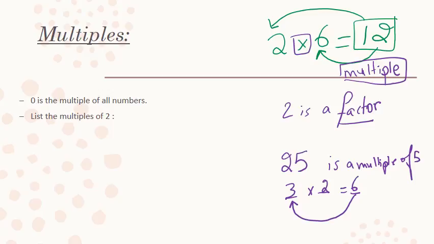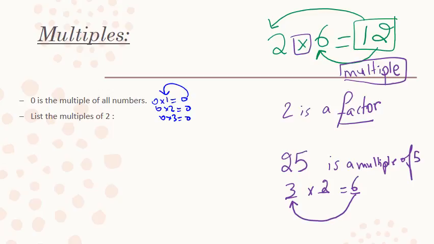You should know that the 0 is a multiple of all numbers. Why? Because 0 times 1 is 0, 0 times 2 is 0, 0 times 3 is 0. So the 0 is a multiple of all numbers because if you multiply the 0 by any number, you will definitely get 0.